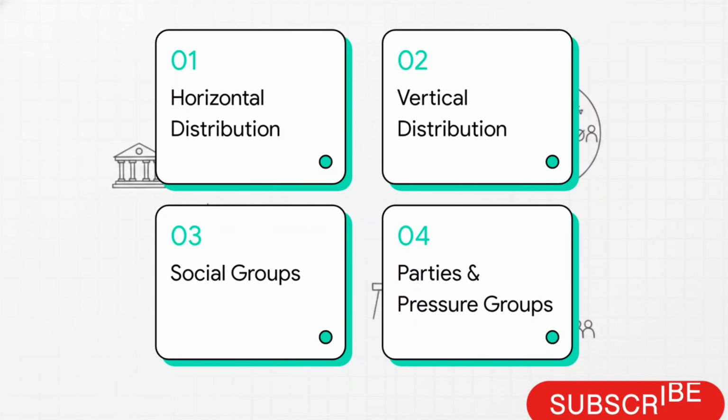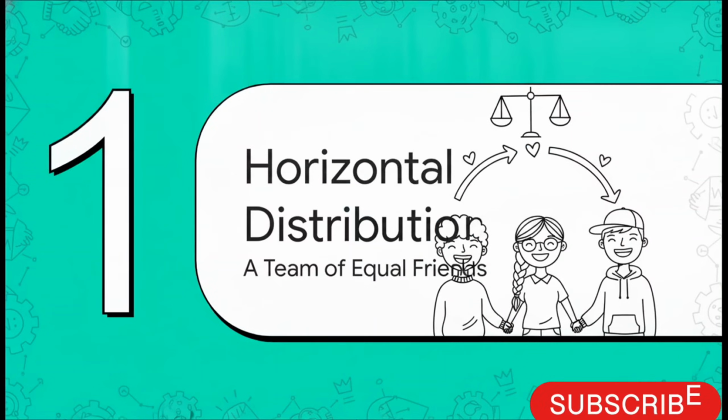To avoid that nightmare, modern democracies rely on four distinct pillars of shared power: horizontal distribution, vertical distribution, social groups, and finally, political parties and pressure groups. All right, let's get into number one, horizontal distribution, a team of equal friends.